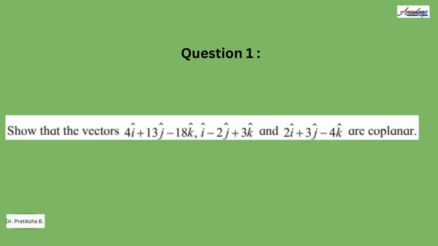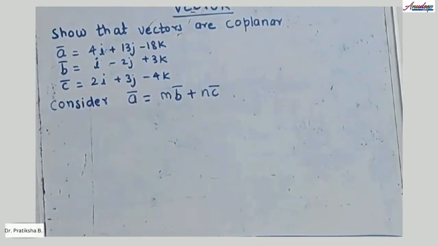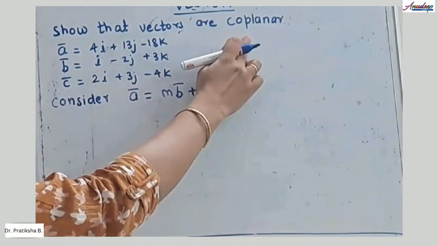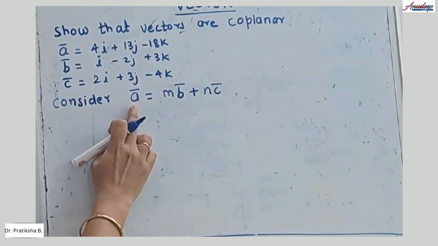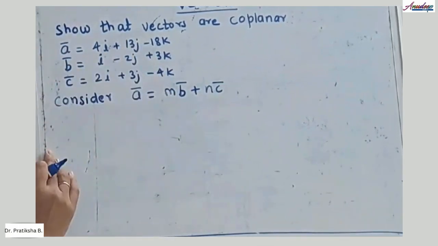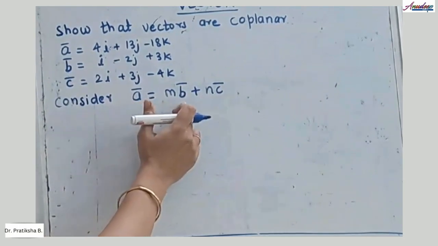Show that the vectors 4i plus 13j minus 18k, i minus 2j plus 3k and 2i plus 3j minus 4k are coplanar. Let us simplify this problem. You have to show that the vectors a, b, c are coplanar. If you can show that one vector is a linear combination of the other two, we can prove that these three vectors are coplanar. So let us consider a is equal to mb plus nc.